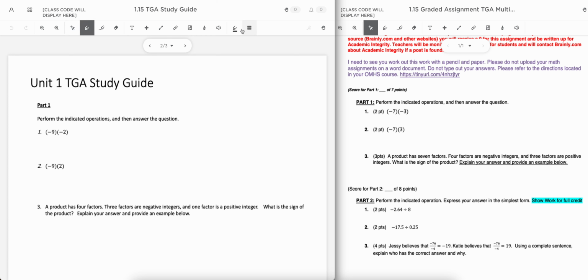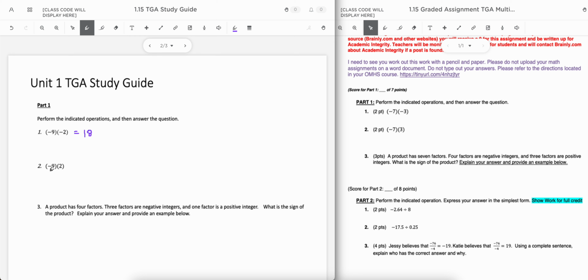Okay, so let me get my pen tool. I'll write in purple so you can see it really well. We know a negative times a negative is a positive. And then you just have to ask yourself, what is 9 times 2? And that equals 18. Okay, positive 18.